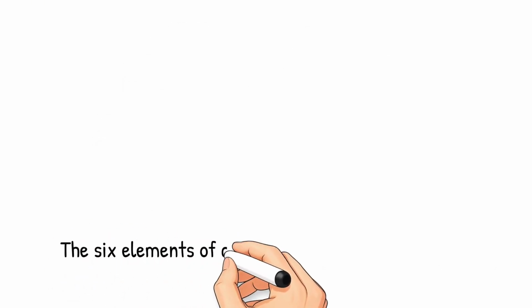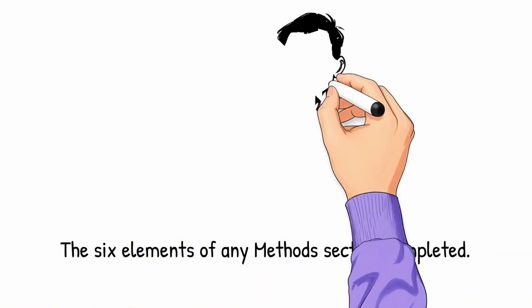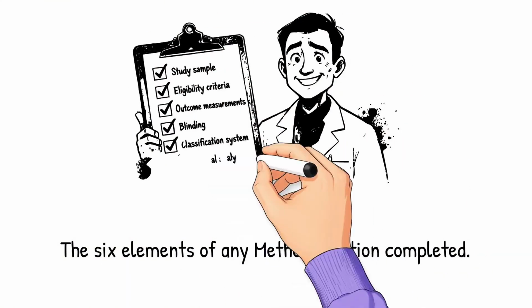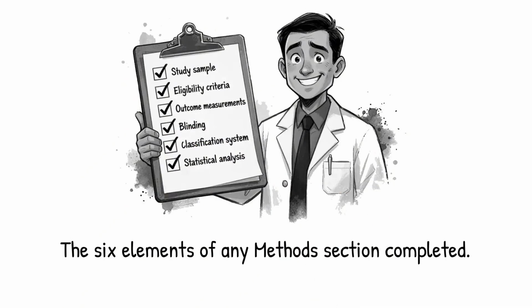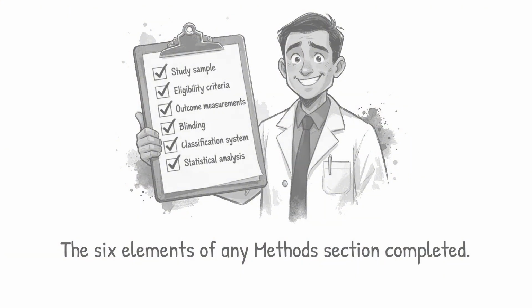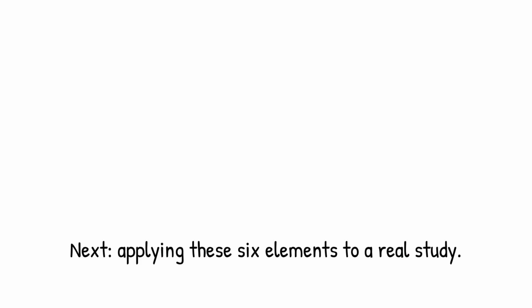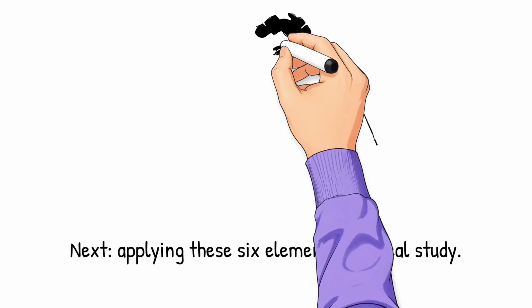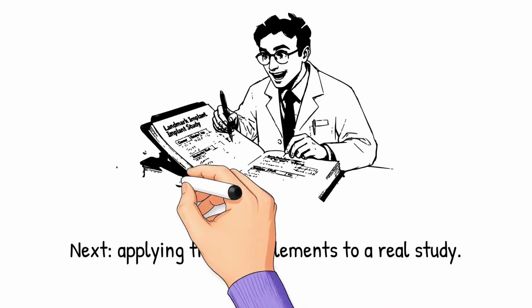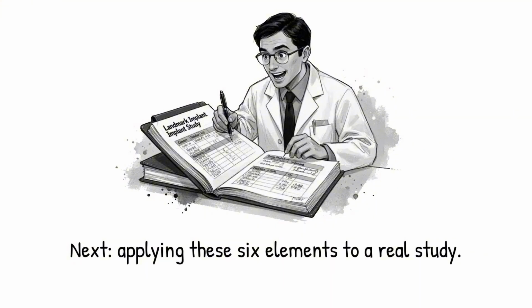That completes the 6 elements of any method section: the study sample, the eligibility criteria, the outcome measurements, the blinding, the classification system, and the statistical analysis. Now you have a complete toolkit. And in the next part of this episode, we apply every one of these 6 elements to a real landmark implant study, line by line, number by number.